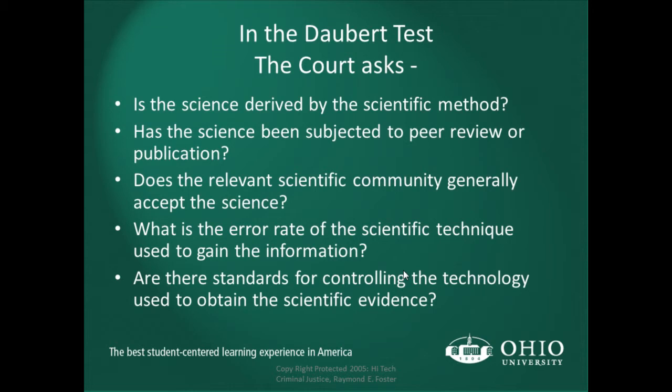Has the science been subjected to peer review or publication? Does the relevant scientific community generally accept the science? What is the error rate of the scientific technique used to gain information? And are there standards for controlling the technology used to obtain the scientific evidence? These are the standards that the Daubert test puts out there, and again, those are applied to any new science that's brought into the courtroom. It's important that you at least know where this information is.